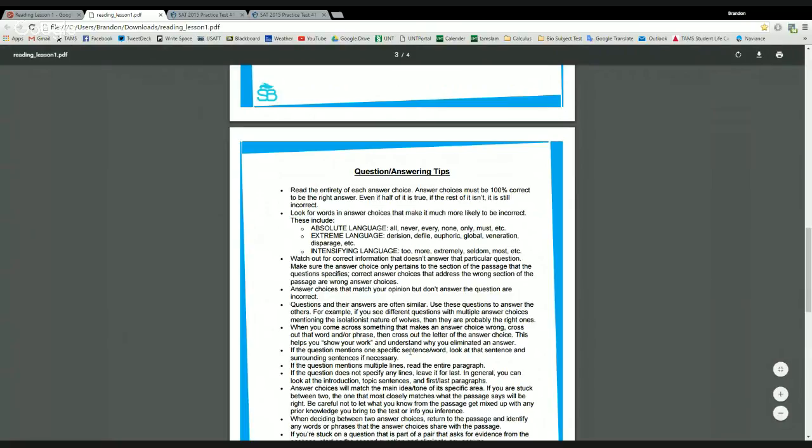If the question mentions one specific sentence or word, look at that sentence and surrounding sentences if necessary. That's basically saying just read a few lines below or above.